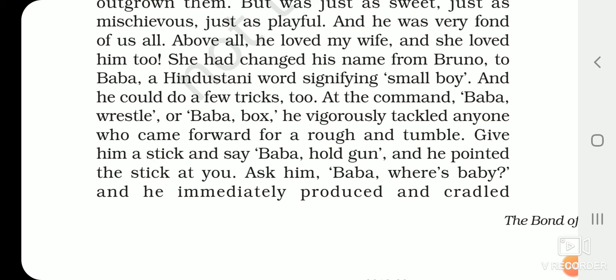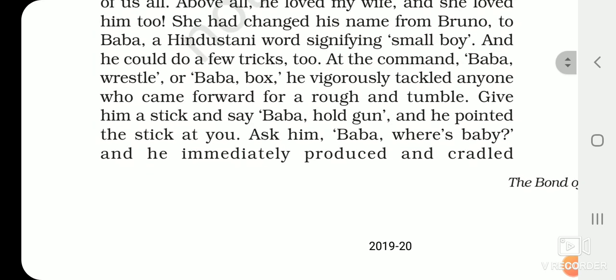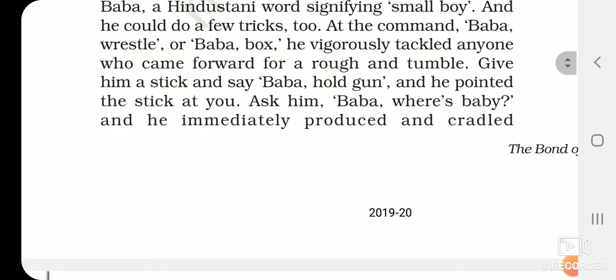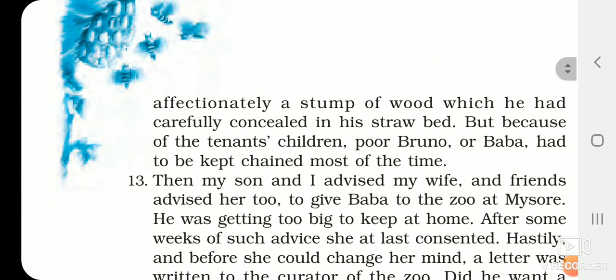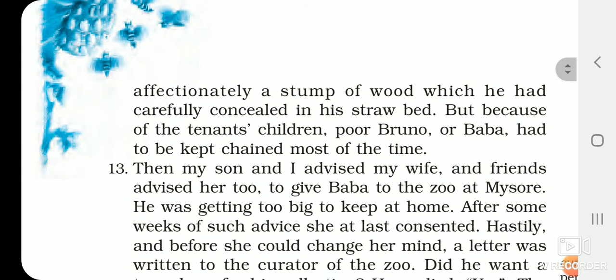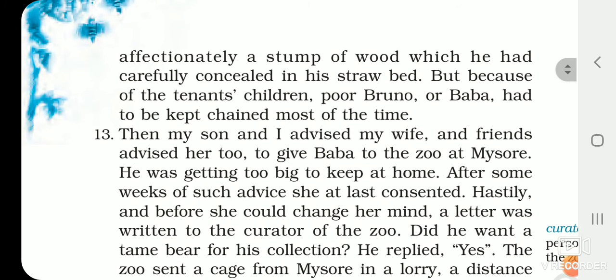Give him a stick and say, Baba, hold gun. And he pointed the stick at you. Ask him, Baba, where's the baby? And he immediately produced and cradled affectionately a stump of wood which he had carefully concealed in his straw bed. Concealed means hidden. But because of the tenants' children, poor Bruno or Baba had to be kept chained most of the time.